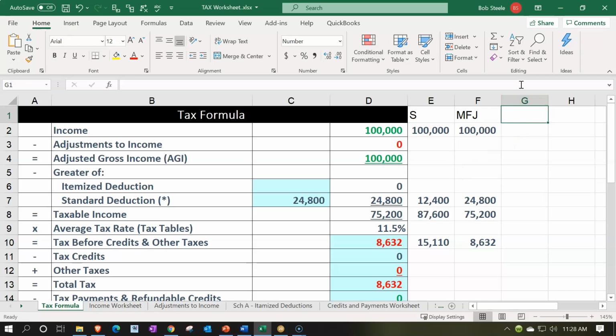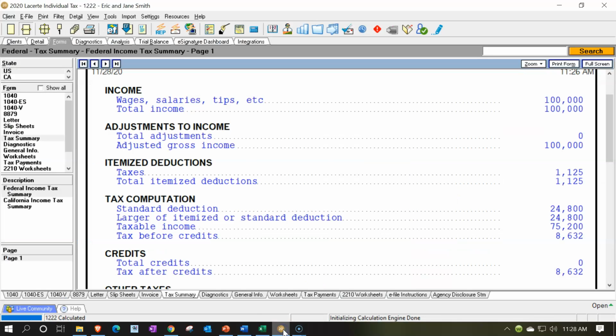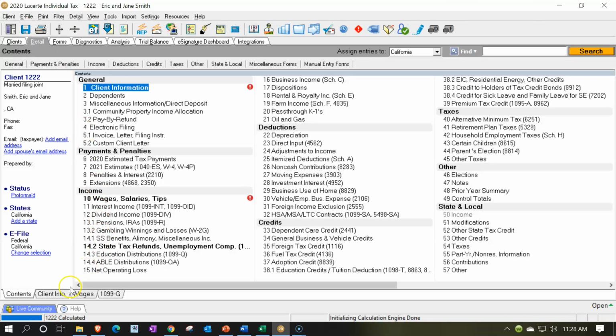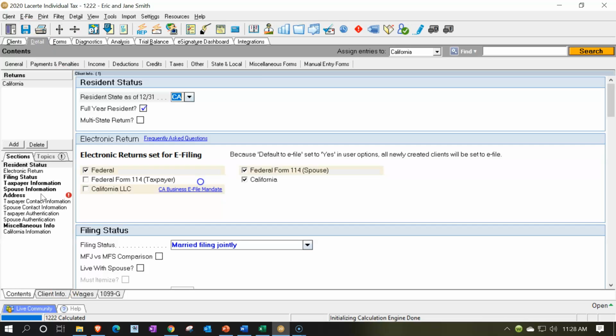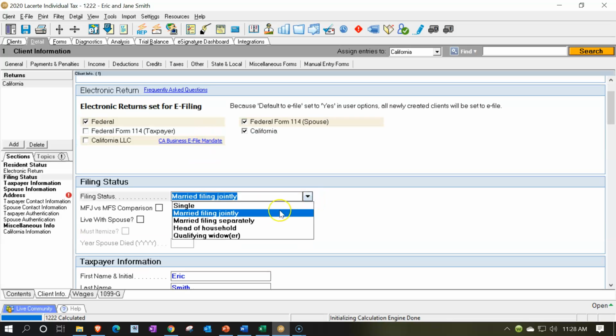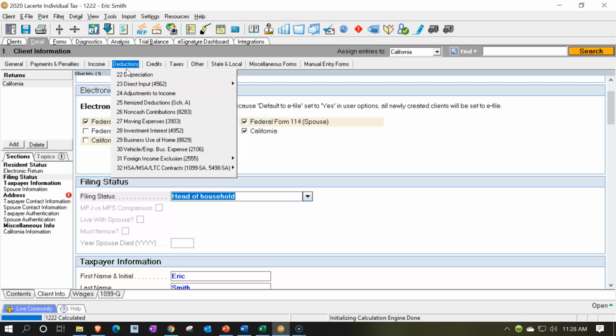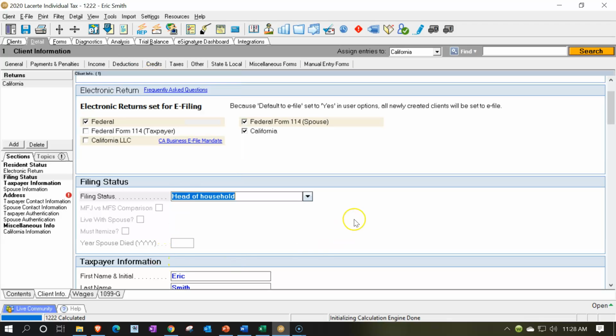Let's try head of household. Going back over, let's go to head of household and see what happens with it. So I'm going to go back over and say they got married or they got divorced here. Let's just say they never got married. They decided not to, instead of getting a divorce here. We'll just go back to head of household. And then you typically need a dependent for a head of household, usually. So I'm going to say okay, now we need a dependent.